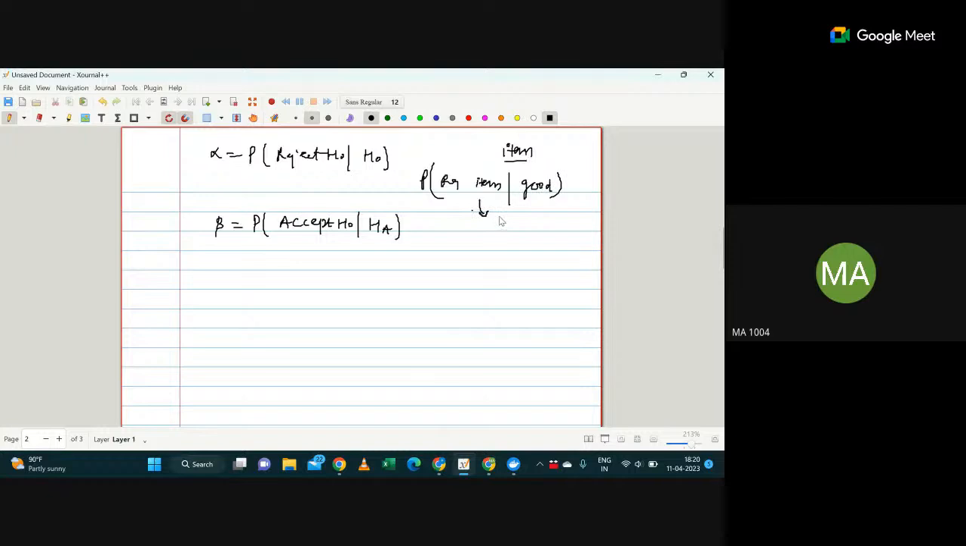So what is this called? This is something called producer's risk. Why is it producer's risk? Because suppose that product of the company was good, even though customers have rejected it. Correct? And what is beta? It means you have accepted that item or product even though that item was not good. Correct? Are you getting it? So this is alpha, and this is beta.